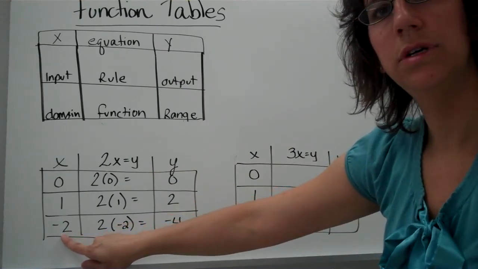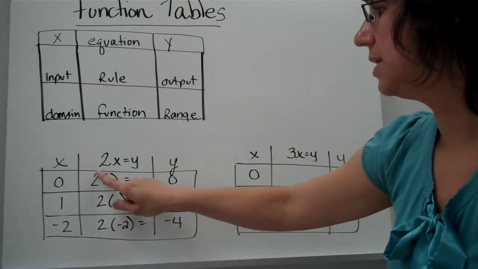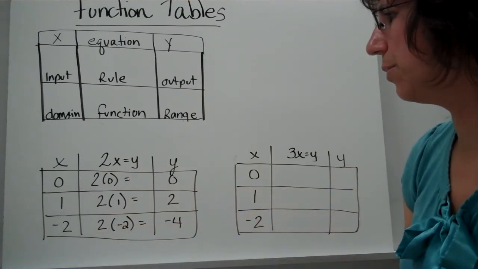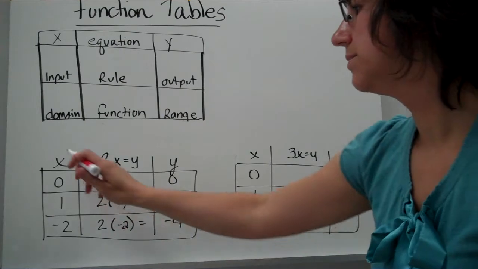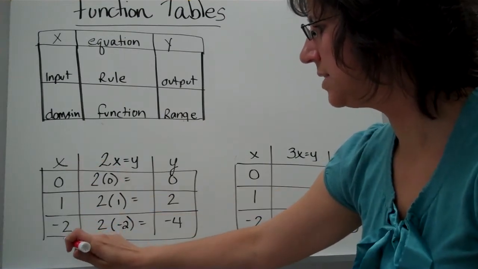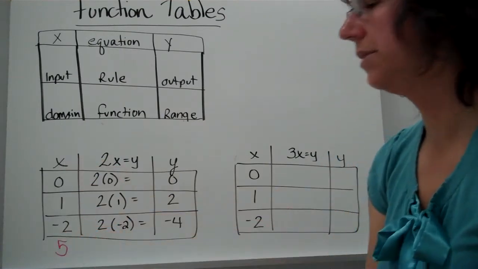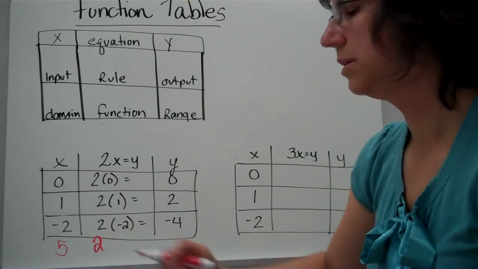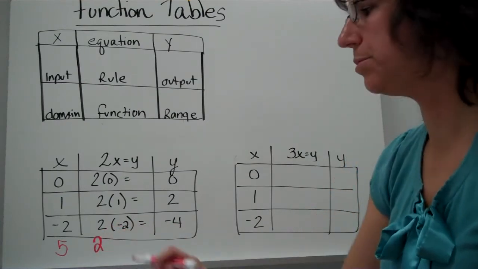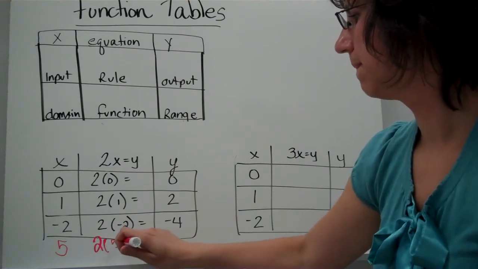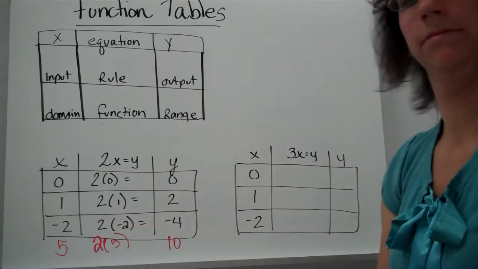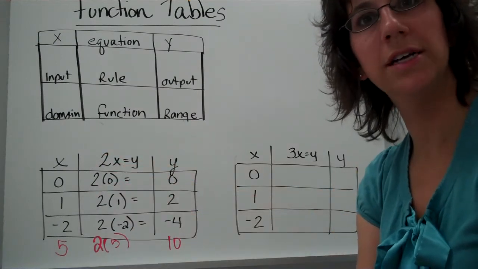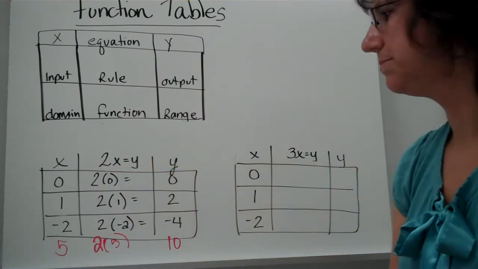Again, negative 2, substitute in for the x. 2 times negative 2, and that's going to give you negative 4. You could pick any x value. Let's say we picked 5. Go ahead and substitute that in to the equation and see what you get for an output. Did you get 10? Awesome. If you don't have that table copied down, go ahead and pause the video. Otherwise, we're going to move on.